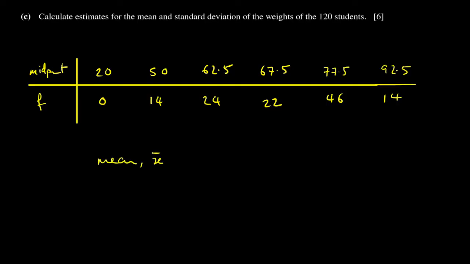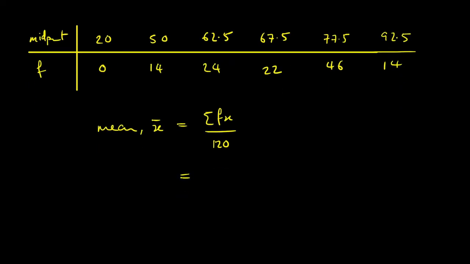Okay. Well, then if I want to find an estimate for the mean, x bar, it is sigma fx over sigma f, which is just the total number of people. In this case, that is 120. Okay, what does sigma fx mean? It means I do this times this, plus this times this, plus this times this, plus this times this, plus this times this, plus this times this. Okay, if I put it all into the calculator, I should get my answer.